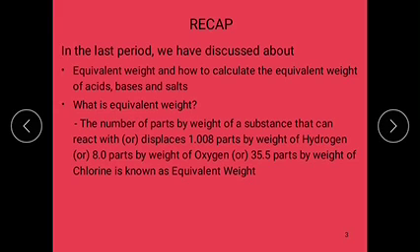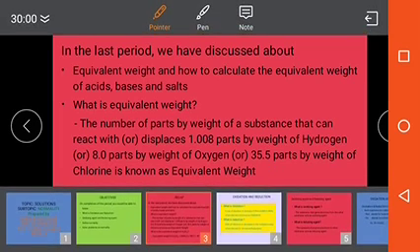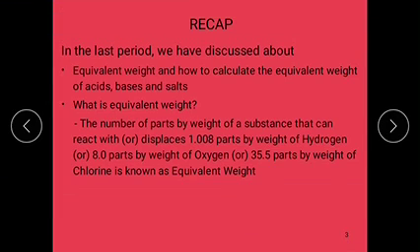Before going to learn about the normality concept, first of all we have to learn what is the equivalent weight and how to calculate the equivalent weights. Already we discussed in the last class the equivalent weight, and how to calculate the equivalent weights of acids, bases, salts, elements, etc. Now let us see what is the equivalent weight.